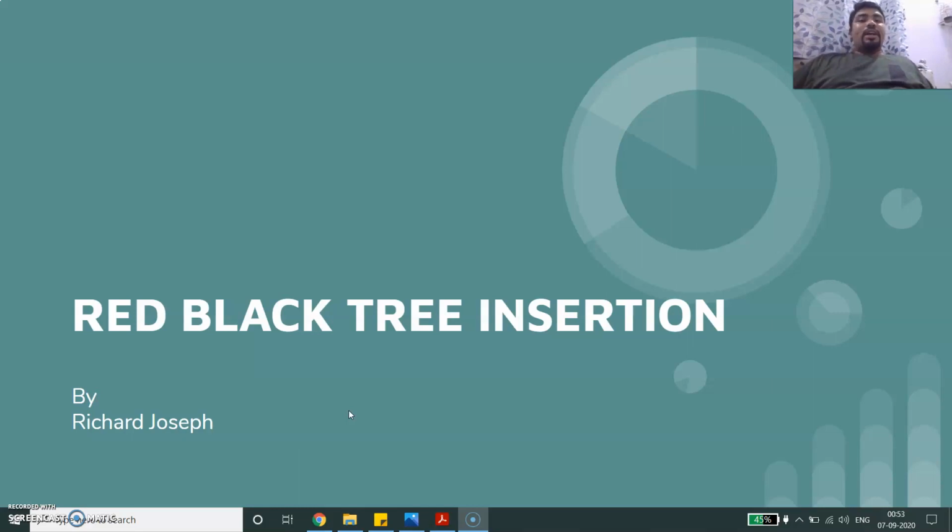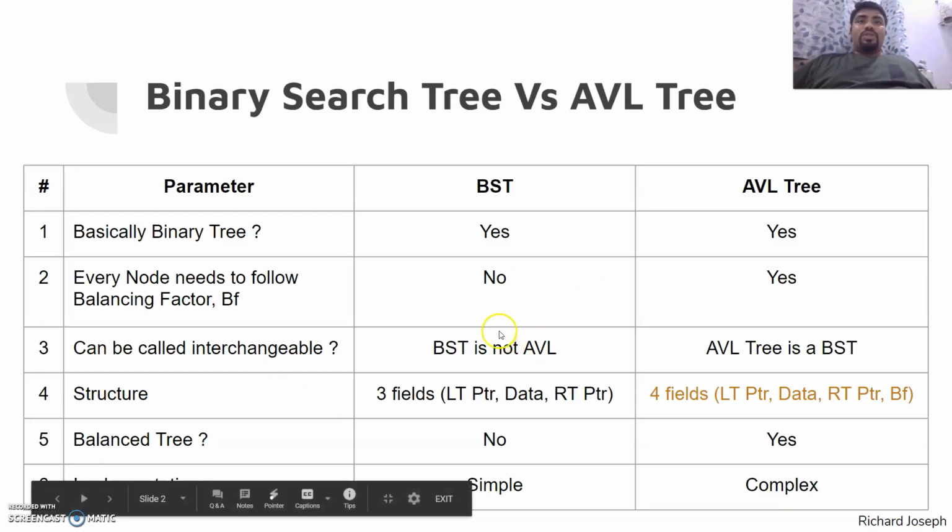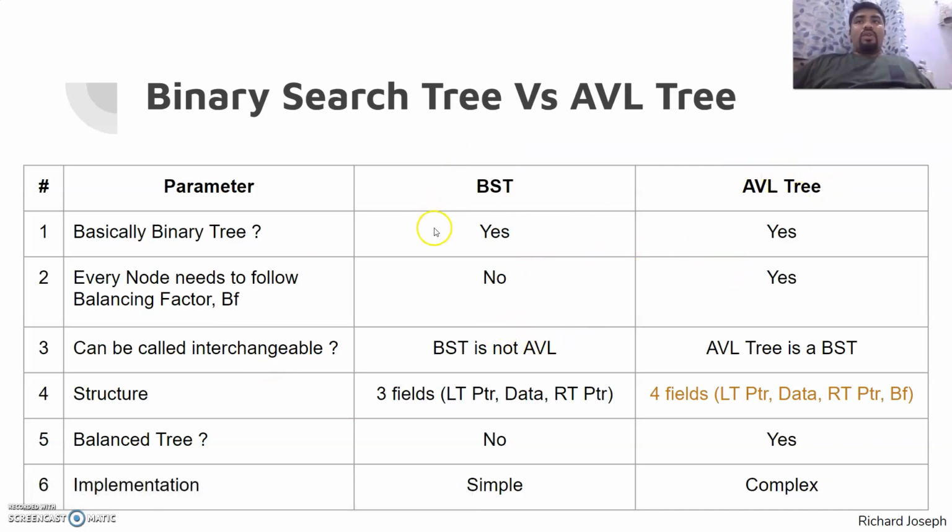So let's get started by understanding the differences between the basic trees, that is the binary search tree and AVL tree. In this particular table, you could see there is a difference between binary search tree and AVL tree. Now, is binary search tree a binary tree? So what is a binary tree?